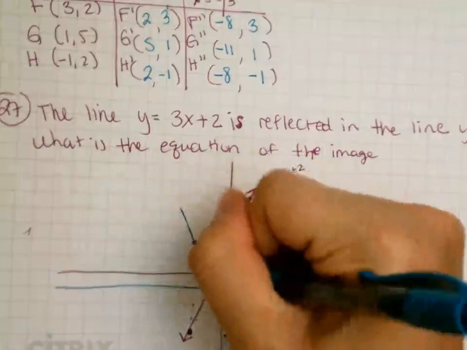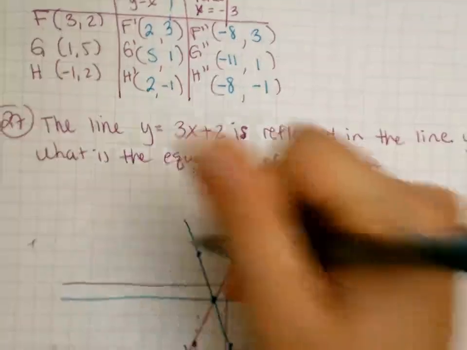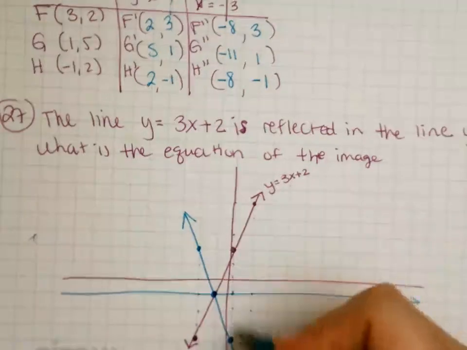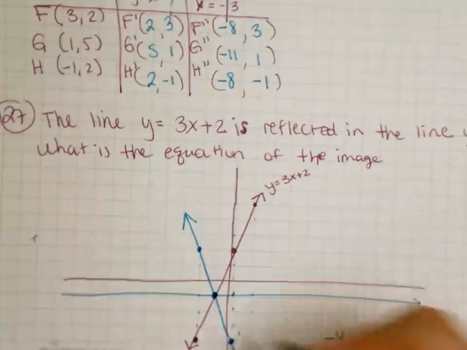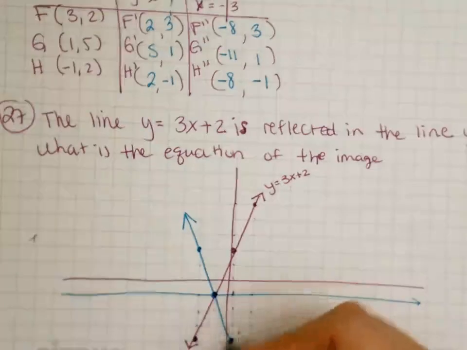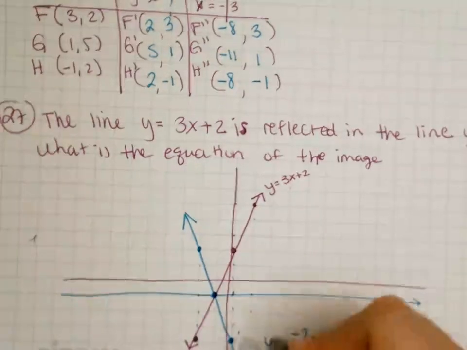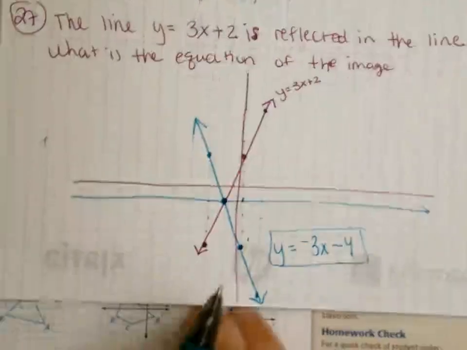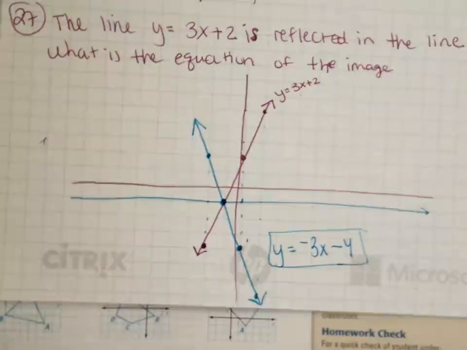And our new line has a y-intercept of -4, and a slope of down 3 over 1. Y equals -3x minus 4.